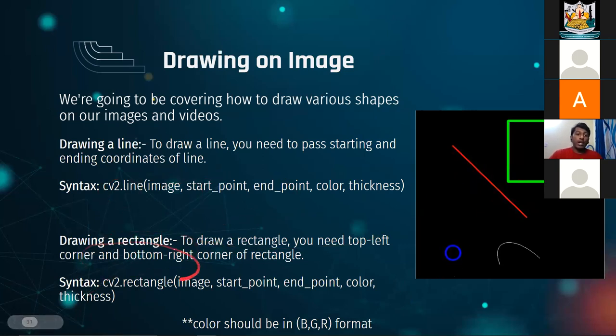Now rectangle, how do you draw a rectangle? Similarly, you give the start point. Here the start point is the top left corner and the end point is the bottom right corner. You give both of these points. Once you have both these points, you can define the rectangle. You can again define color and then thickness. What is the thickness of the rectangle? Also you can have a thickness for the line too. Like you want a very thick line, you want a very thin line.